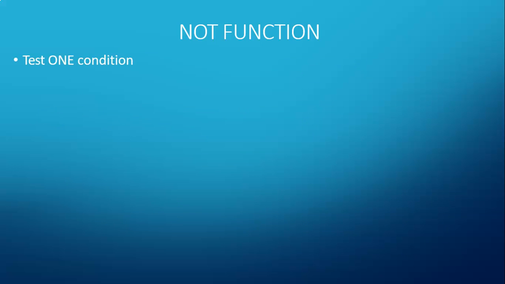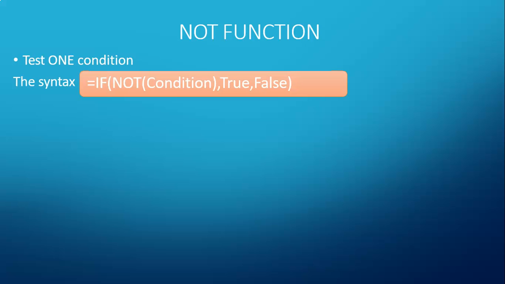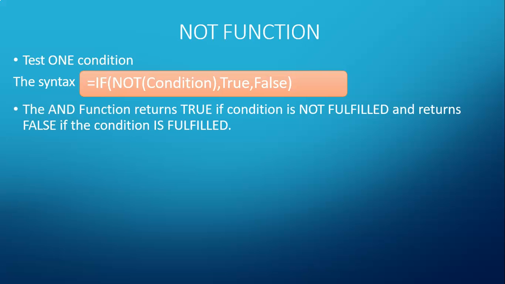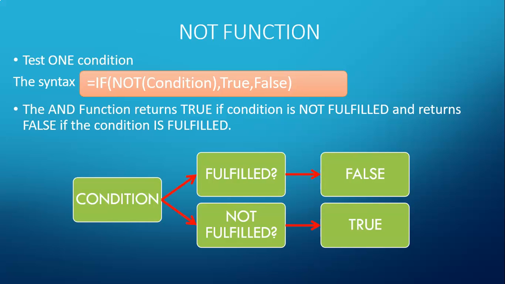And the not function is one condition, and the syntax again is equals to if, open the bracket, not, open the bracket again, condition, close the bracket, comma, what the answer is if the result is true, and comma, what the result is for false, and close the bracket. That's one condition. It's more or less the same as the simple if, but this one is opposite from the if condition. The not function returns true if the condition is not fulfilled, and returns false if the condition is fulfilled. It's the opposite of the if function.